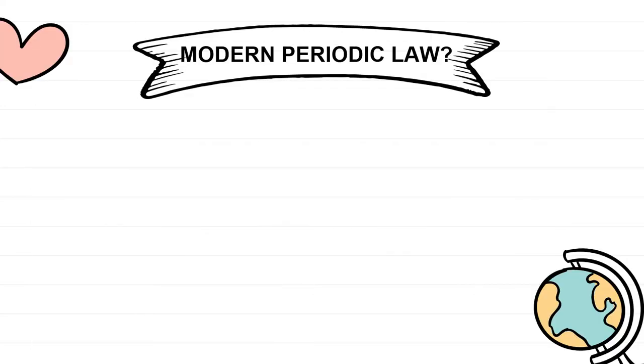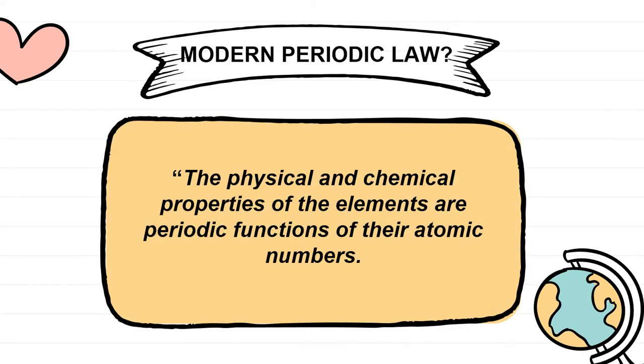Now, we'll study the modern periodic law. So, what is the modern periodic law? Modern periodic law states that the physical and chemical properties of the elements are a periodic function of their atomic numbers.